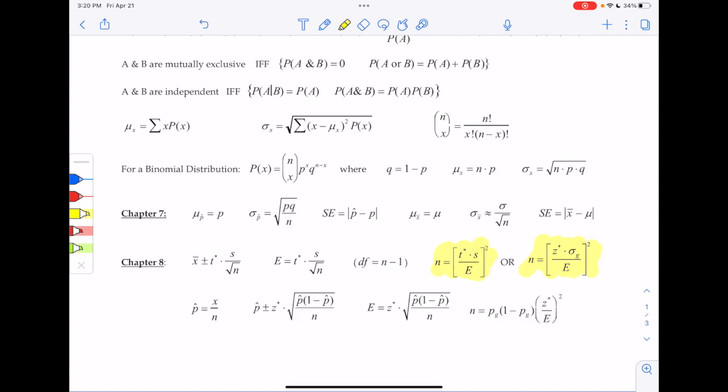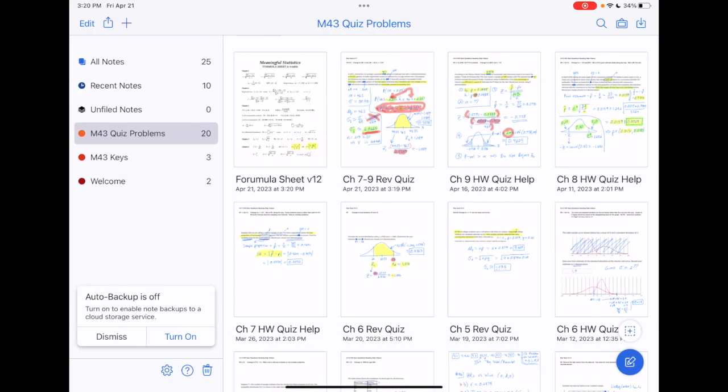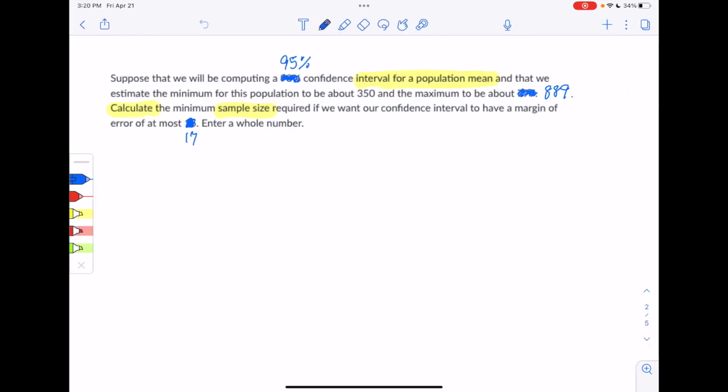The key here being that they gave us a max and a minimum value, and we're going to use that max and minimum value to guess at sigma. We're going to make a guess at sigma, or a sigma g. So that's the formula we're going to use. Let's head back and make use of that formula. All right, so we just decided we're going to work with n equals z star times sigma g divided by E, all squared. So we just need to assemble all the pieces for that.